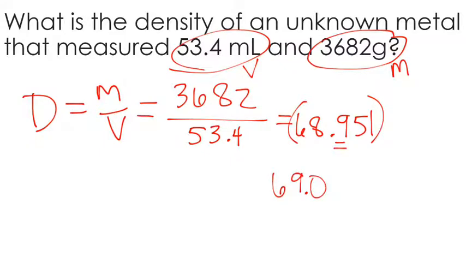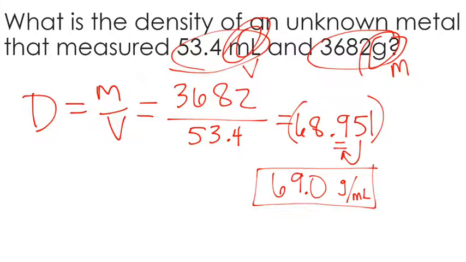That 9 is the last number I want to keep, and the 5 is going to round it up, so it becomes a 0, and the 8 becomes a 9, but I still need that 0 there to keep it as 3 sig figs. And the units, of course, grams over milliliters, because that's exactly what I did with these units here. So calculating density shouldn't be that bad. It's the original equation, and you just plug the numbers in.